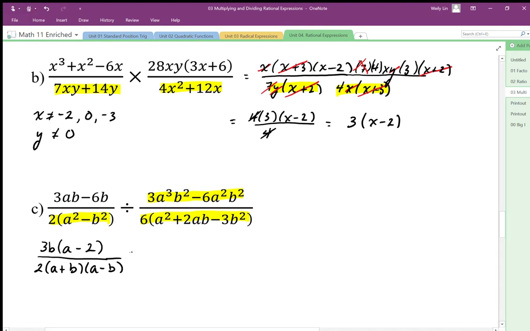Okay, so I'm going to flip it around. So I end up with 6. This is a quadratic in terms of a and b, so it looks like that's going to be a plus 3b, and then it multiplies to negative 3, adds to positive 2, so it's going to be minus 1b.